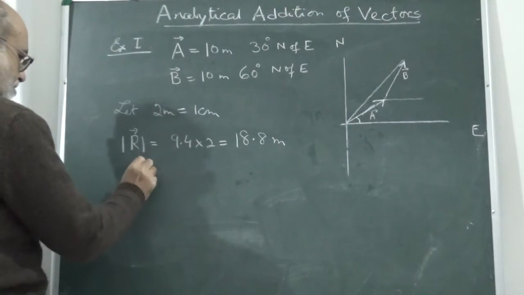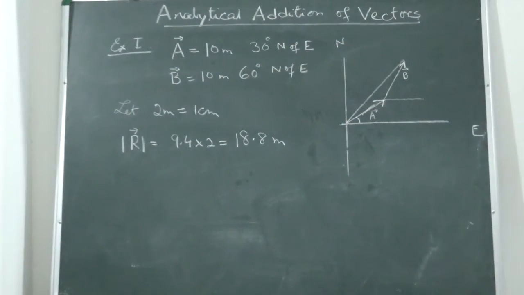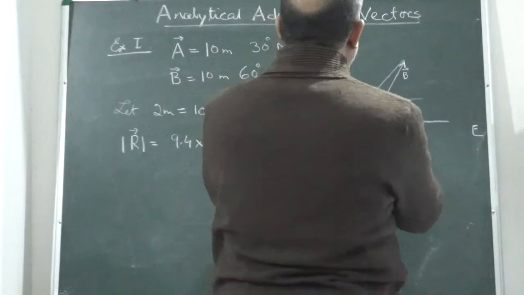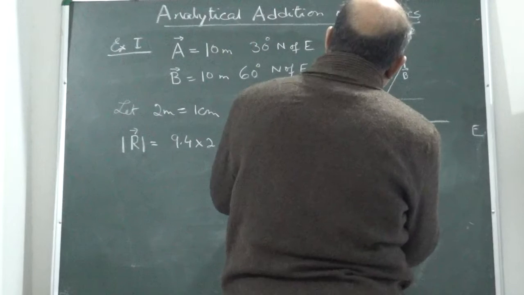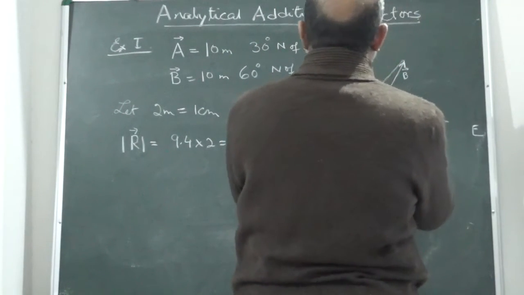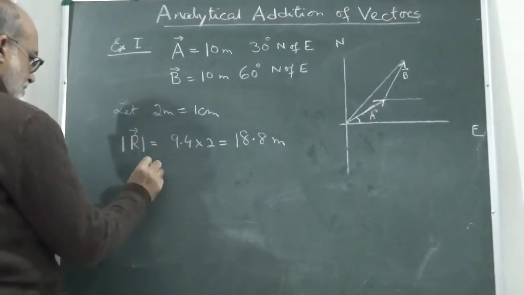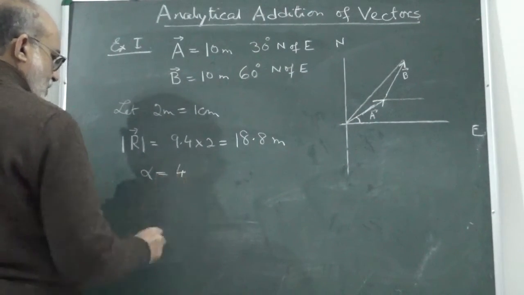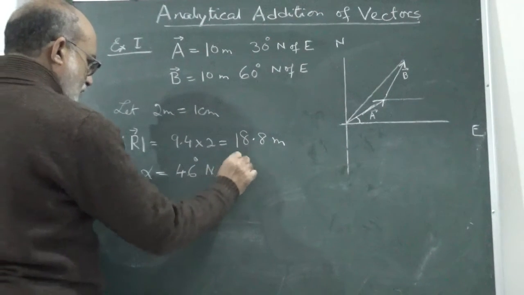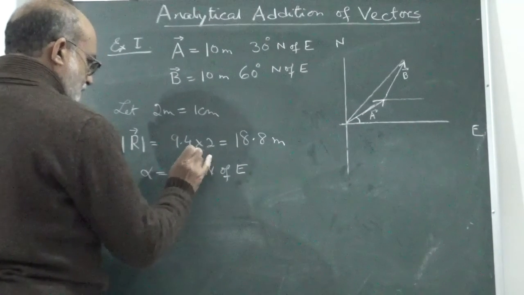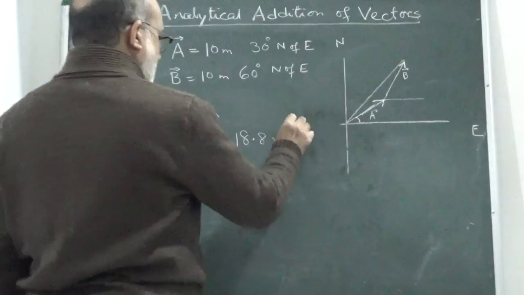and the direction is here, 46 degree, 46 or 47. So alpha is 46 degree north of east. This is our east direction. So geometrically we get this result.